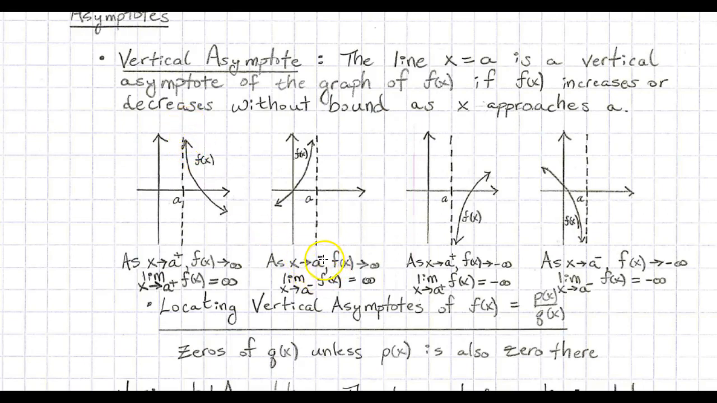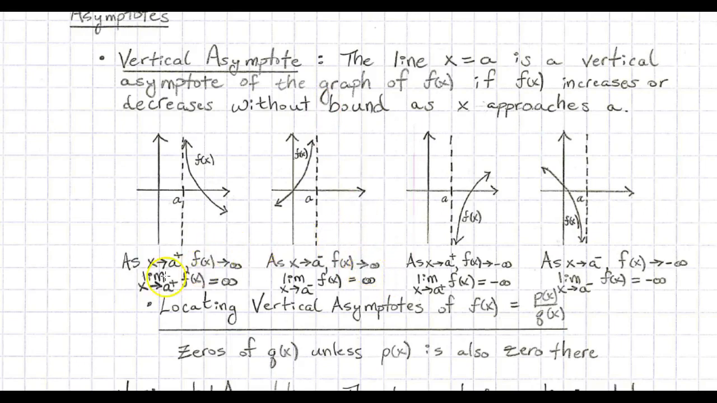As x approaches a from the left, this minus sign means from the left. That's a superscript. This is not minus a. It means as x approaches the value of a from the left side of a, f of x approaches infinity.